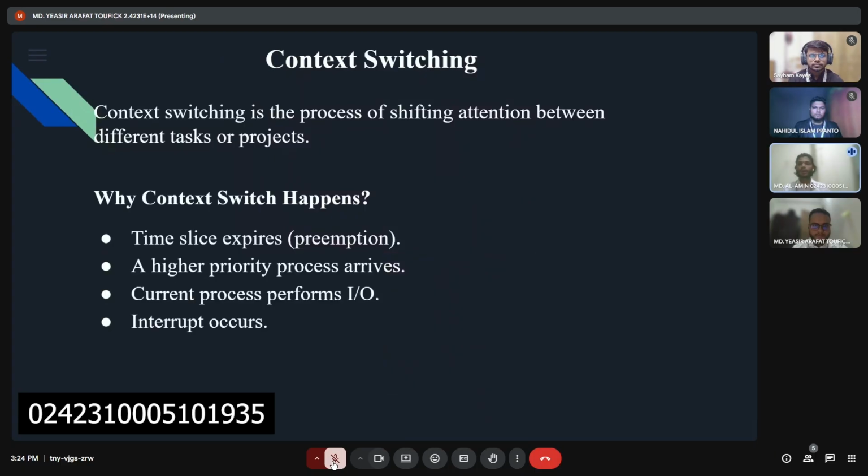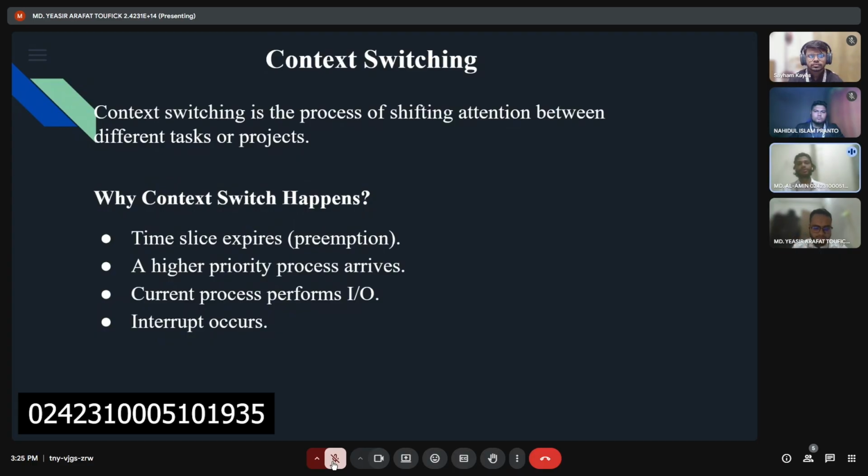Now I am talking about the context switch. Context switch means the CPU switches from one process to another process. To do this safely, the OS must save the current process state in the PCB and then load the state of the next process. It means that when we move from one state to another, we need to save the previous state and then load the next state for execution. So we have the context switch.